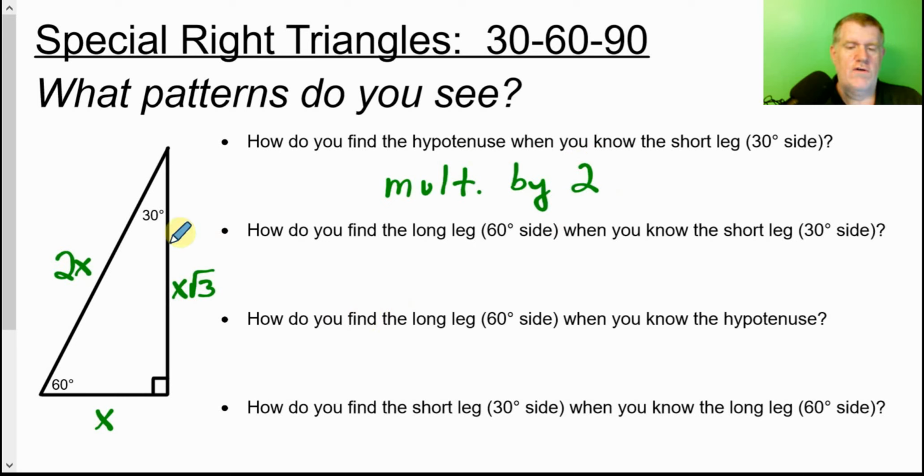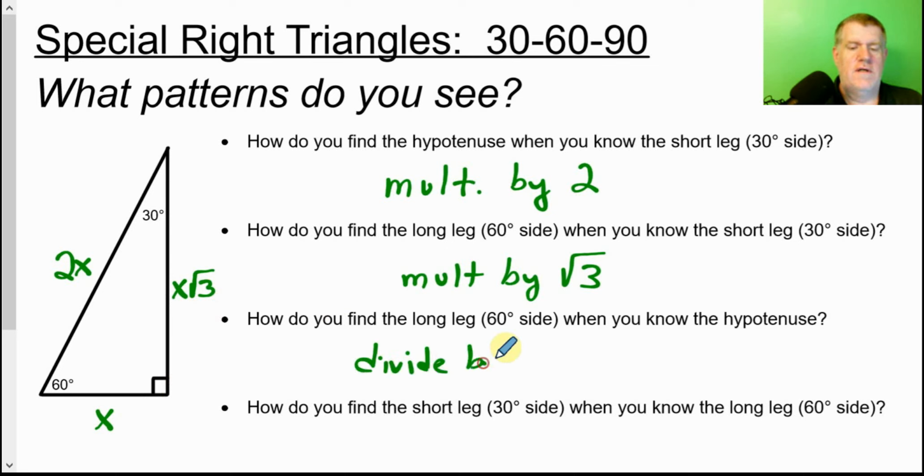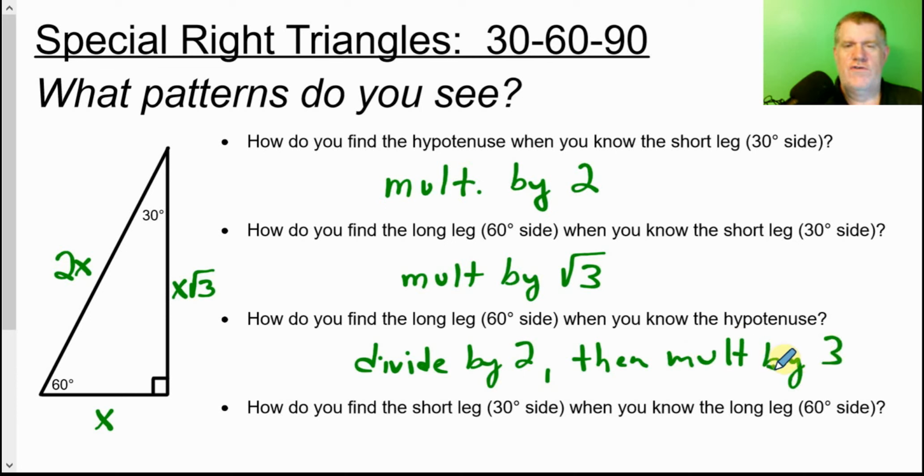How do you find the long leg when you know the short leg? Well, there's a little pattern here. You multiply by root of 3. How do you find the long leg when you know the hypotenuse? Well, first you take half of it, then multiply it by the square root of 3. So divide by 2, then multiply by root 3. And some of you really savvy mathematicians would say, oh, just multiply it by the square root of 3 over 2, and you'd be correct.